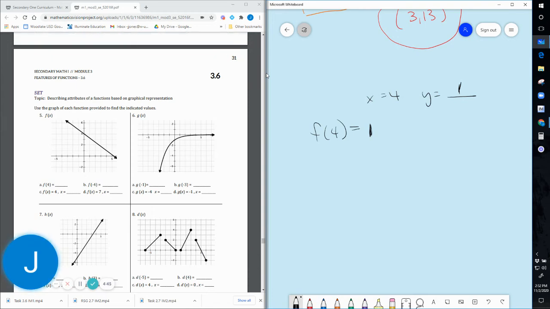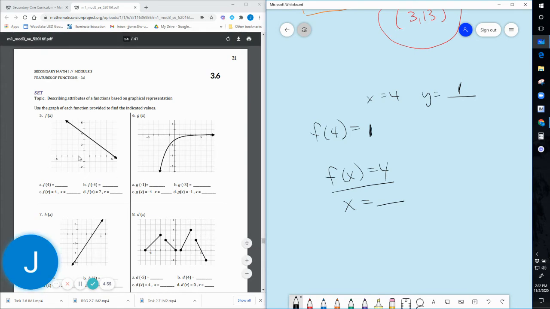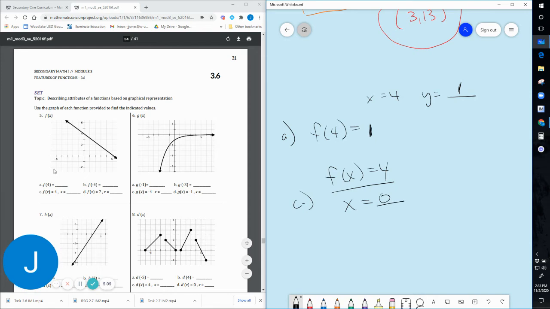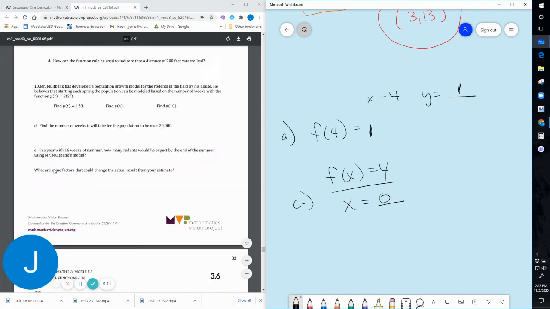On C on that same problem, it said if f of x is 4, what does x equal? This is saying if y is 4, what's x equal? So go to the y value of 4, and you don't have to go left or right, so x must equal 0. So this was the answer for A, this is the answer for C for problem number 5, and that's how you do all of those. This next page I cut out so you don't have to worry about it.